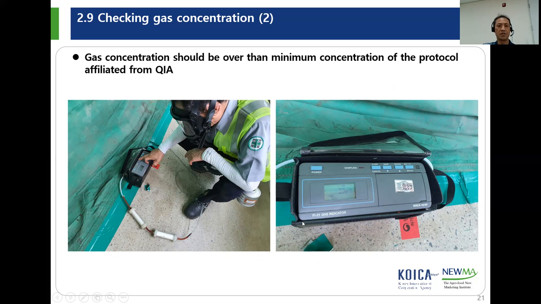The detector is a digital type. It is easier to read the concentration than on the analog type. We can use one of them, but this one is preferable. The concentration at 30 minutes after injection of methyl bromide should be over 36 gram per cubic meter. That's why 39 gram per cubic meter of methyl bromide on the detector shows that it meets that protocol.